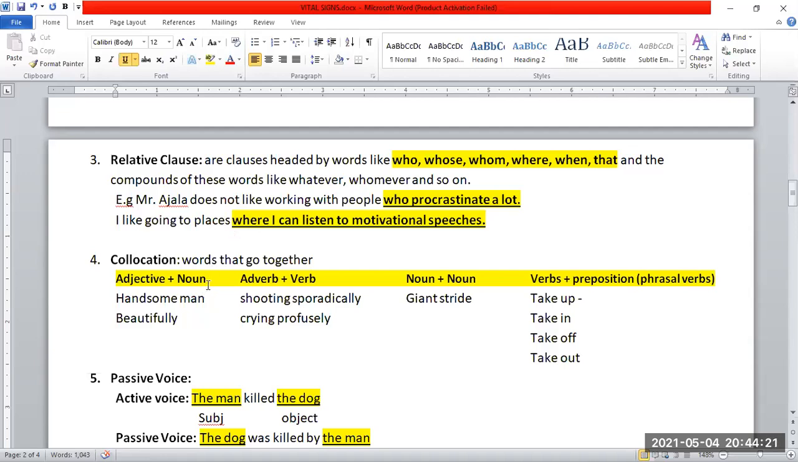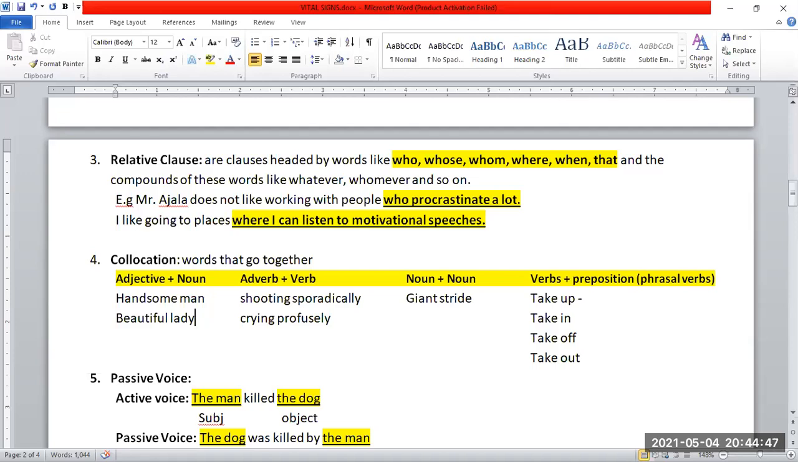Adjective plus noun, the typical adjectives qualifying a noun. So handsome man, beautiful lady. You can't have beautiful man, but you can have beautiful lady. You can have handsome man, but you can't have handsome lady.